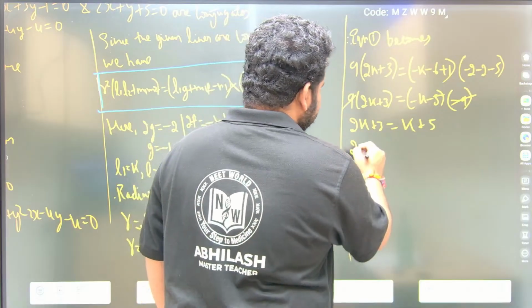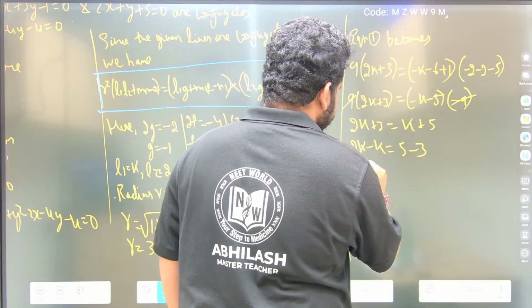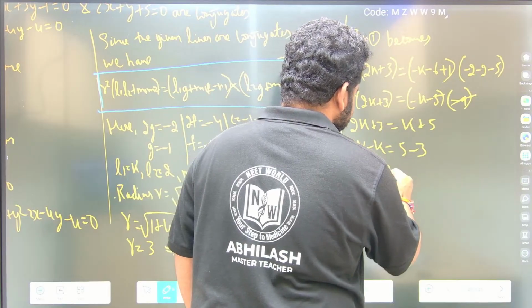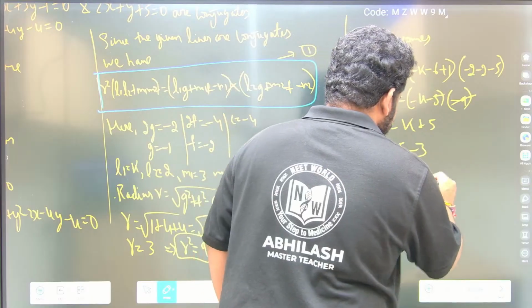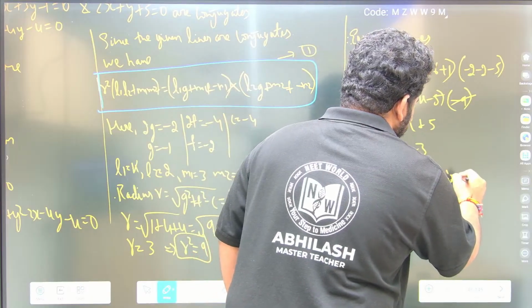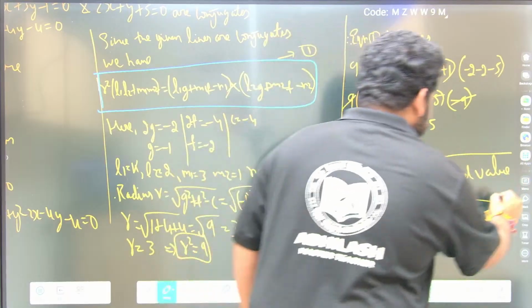So 2K minus K is equal to 5 minus 3. So 2K minus K is K, 5 minus 3 is 2. Therefore K is equal to 2, which is the required value. So this is the final answer, friends.